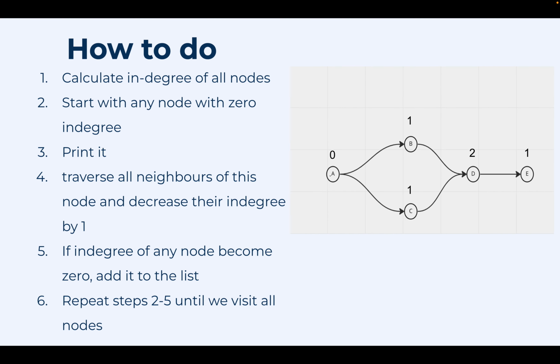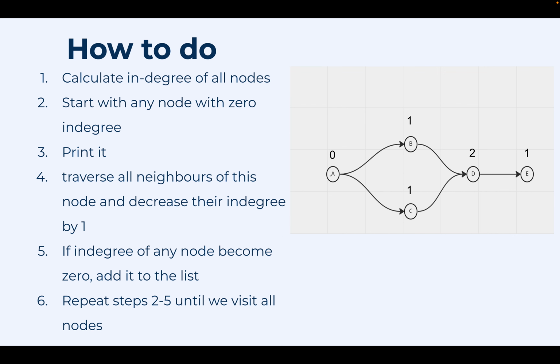Now, we will look into the process of converting a DAG into linear order. First, we will calculate the in-degree of all the nodes. Do you know what in-degree is? The in-degree of a node is the count of edges coming into that node. As you can see in the graph, A has 0 in-degree because no edge is coming to A. We can call A a source node also.